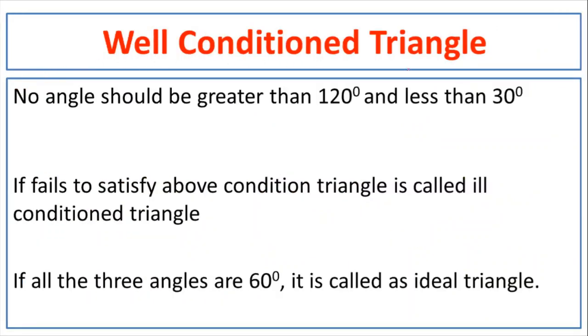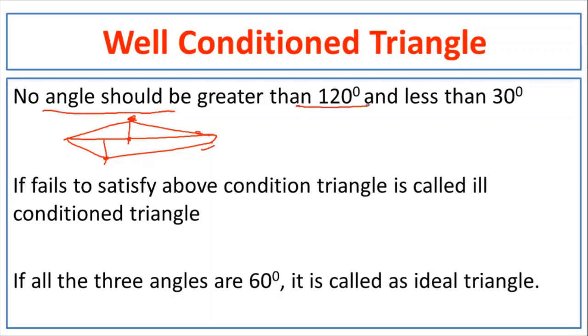So next one is the well conditioned triangle. In chain surveying, to measure the area, whatever the area is there, that is divided into triangles like this. Then in this triangle, no angle should be greater than 120 degrees and less than 30 degrees. Suppose if you take any one triangle, in that no angle should be greater than 120 and less than 30 degrees. Such a type of triangle is called a well conditioned triangle.